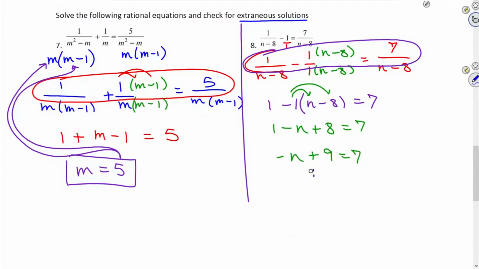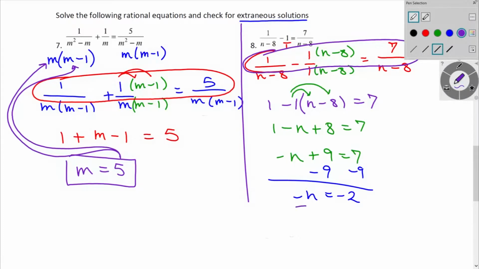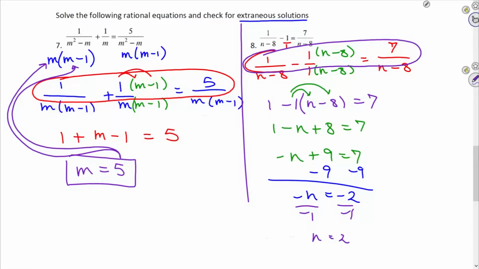I'm going to subtract 9 from both sides, and I get negative n is equal to negative 2. If I divide both sides by negative 1, I get n is equal to 2. Now, before I box that and say I'm done, I double check that if I plug n back in here, I don't get division by 0. If I plug it back in here, I get 2 minus 8, which is negative 6, and I don't get 0. So n equals 2 is my solution here.